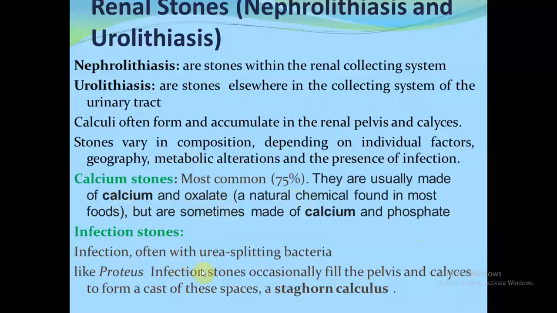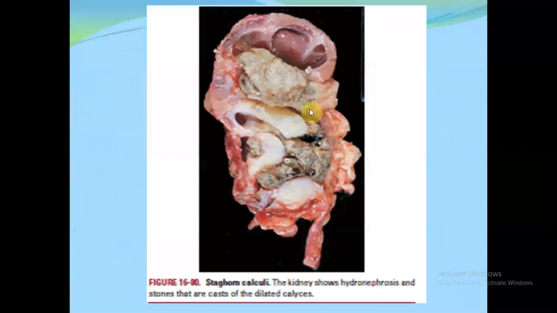Infection stone, this occurs because of infection with urea-splitting bacteria like Proteus. هنا characteristic feature of infection stone هو formation of staghorn stone. هذه staghorn stone, this is the kidney. هنا عندنا dilated renal pelvis and calyces, and this is the staghorn stone which is present in the renal pelvis, and it takes the shape of the renal pelvis. عندها branches، عندها تفرعات، ولذلك يسموها staghorn stone مثل قرن الغزال.